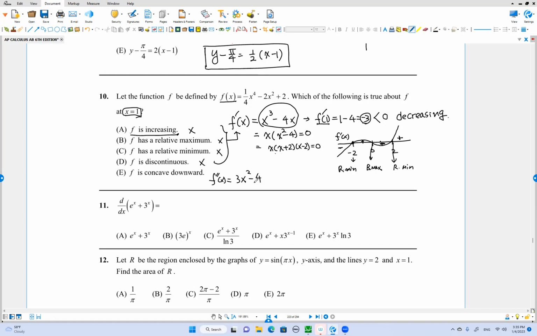Okay, so check it out at x equal 1. f double prime at x equal 1, that is what? 3 minus 4, which is negative 1. That is less than 0, right? The second derivative at x equal 1 is less than 0, which means that the graph of f at x equal 1 is concave down, right? Concave down, that is true. Are you okay with this? Yeah. I'm going to show you the graph over here, okay?